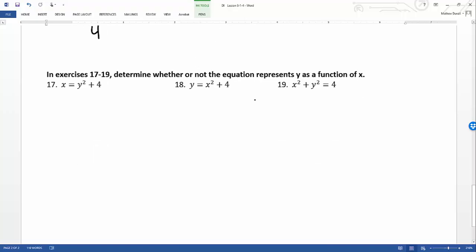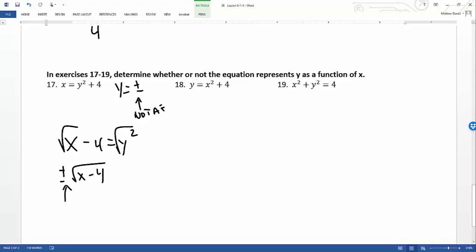It says determine whether or not the equation represents a function. Remember, you want to get y by itself. So it needs to be y equals, and it's not a function if there's a plus or minus. So if I get y by itself here, subtract the 4, but then when I square root here, now I get this plus or minus, and so because of that, it's not a function. Here, y is by itself, there's no plus or minus, so yes, it is a function.